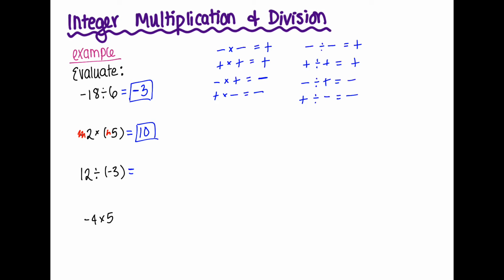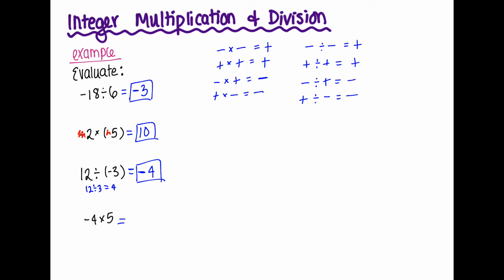12 divided by negative 3. There is one negative here, which means my answer is going to come out to be negative. Then all I'm looking at is 12 divided by 3, which is 4. So my answer will be negative 4. It's negative because there was one negative to begin with.